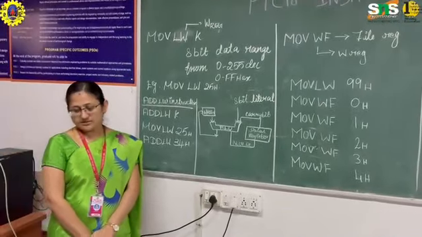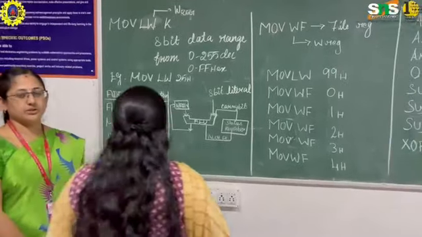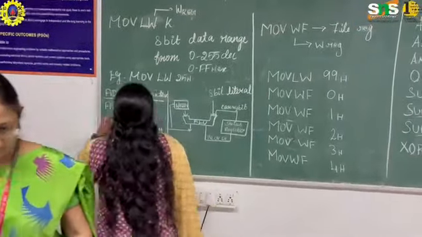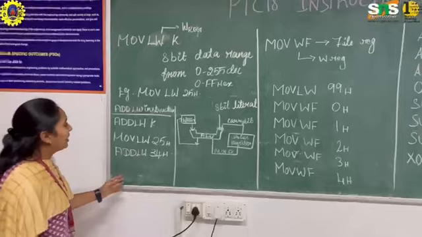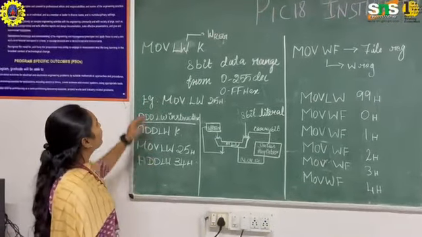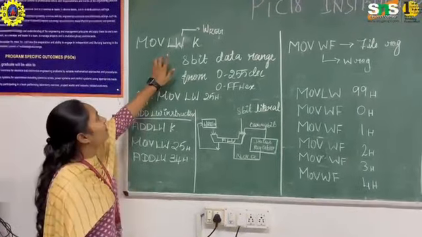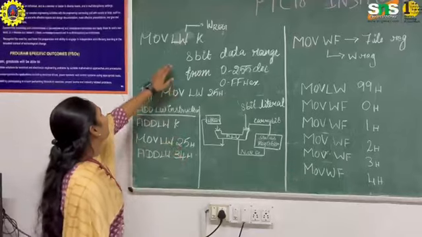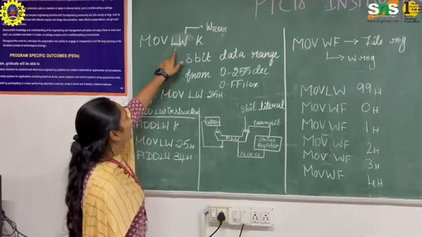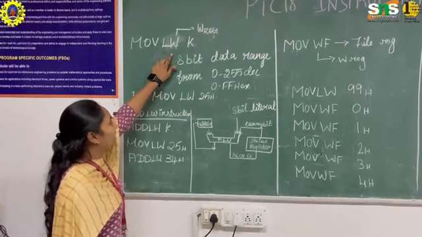Yes, Kunguma Srivartini, can you explain the move instruction in the PIC microcontroller? So here is the move instruction of the PIC microcontroller. Let us take MOVLW. This MOV represents a move. This L is a literal which holds the constant. This W is the work register. Here L is the source and W is the destination.